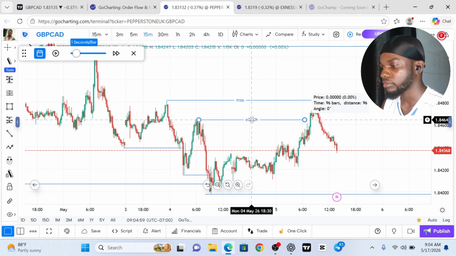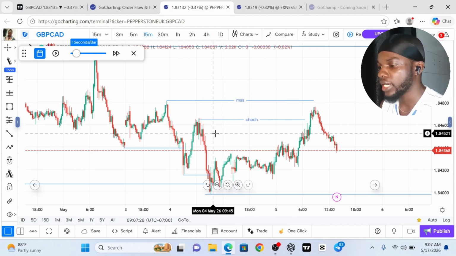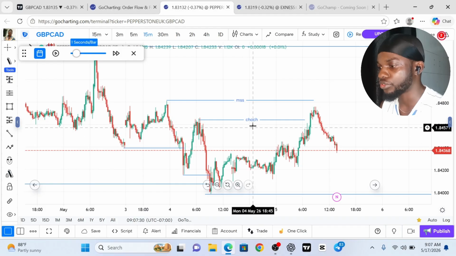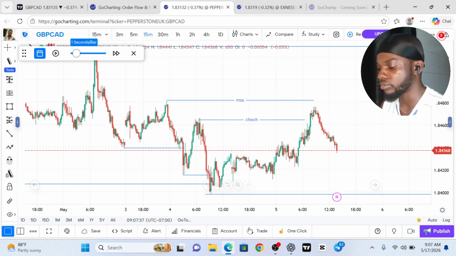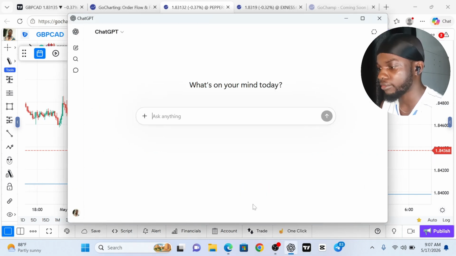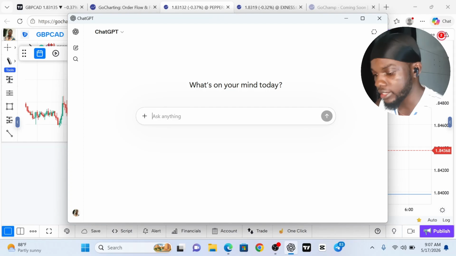Here, the difference is that, okay, now let's head over to ChatGPT to tell us the difference between change of character and MSS. Let us know if there is any difference between both of them. So right here, I have my ChatGPT. So I'll ask, what's the difference?